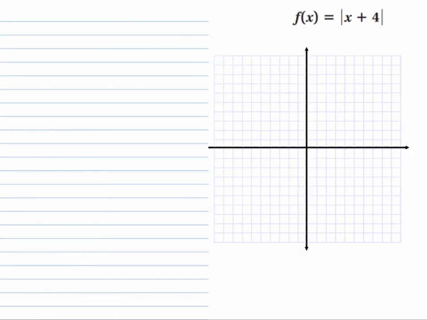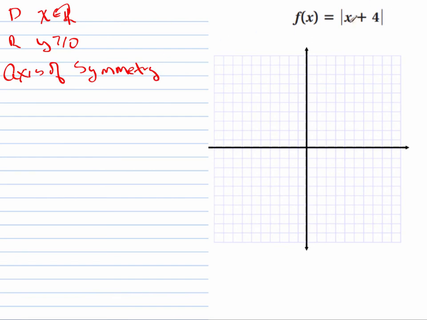For this function, f of x is equal to the absolute value of x plus 4. Again, it has a domain of all reals, and its range, because we don't have any plus out here, will be y greater than or equal to 0. Now, to find the axis of symmetry, you set x plus 4 equal to 0. So x equals negative 4.